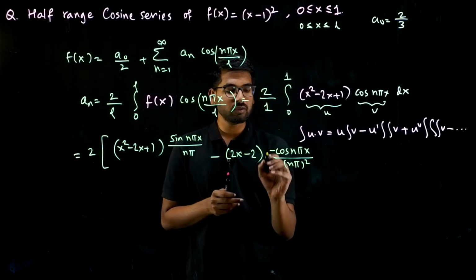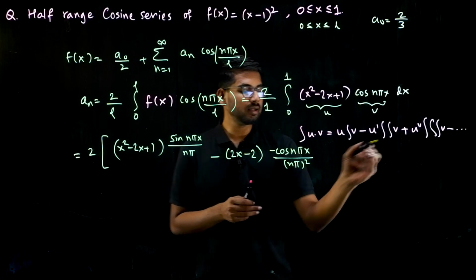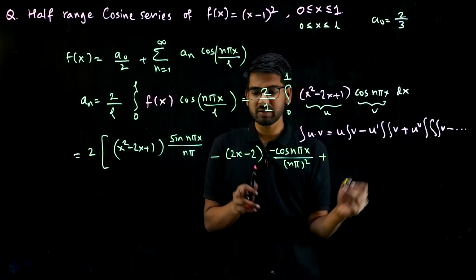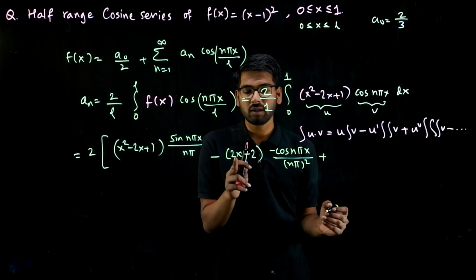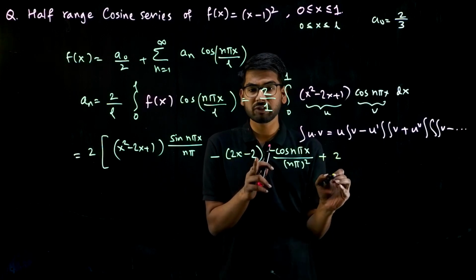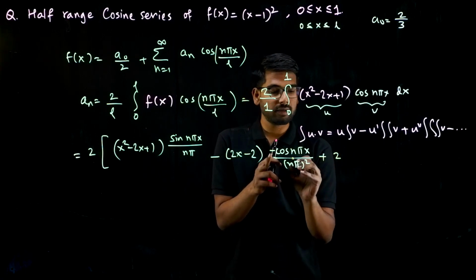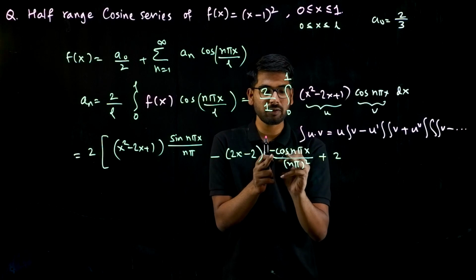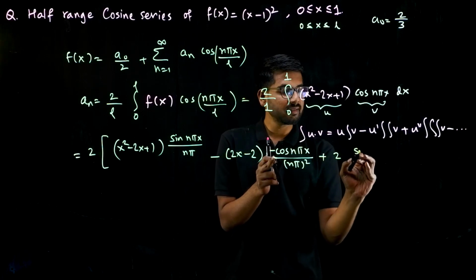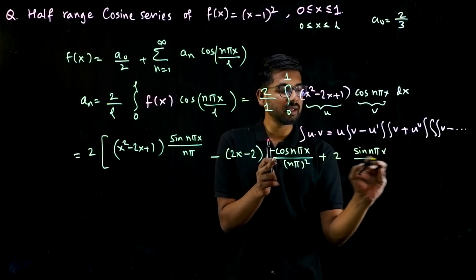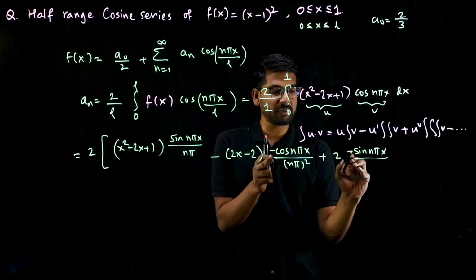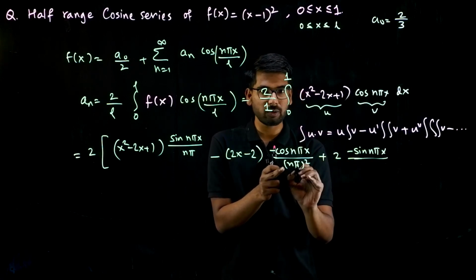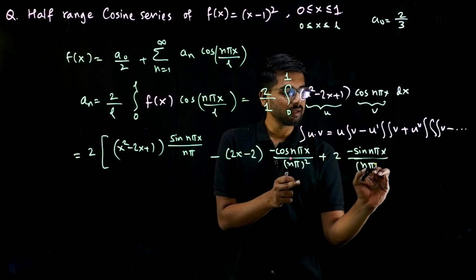Okay, so this is the second term. The final third term is u double dash, which is the differentiation of this with respect to x. Differentiation of 2x is 2, differentiation of minus 2 is 0, and integration of cos n pi x is sin n pi x by n pi, right? This minus sign you have to keep as it is. One more n pi here, 2 n pi is here, so you will get n pi cube.